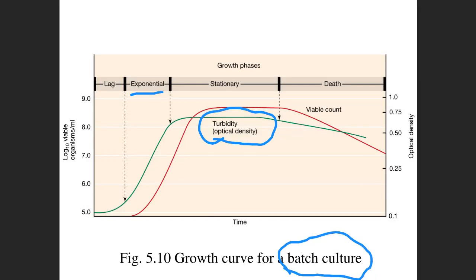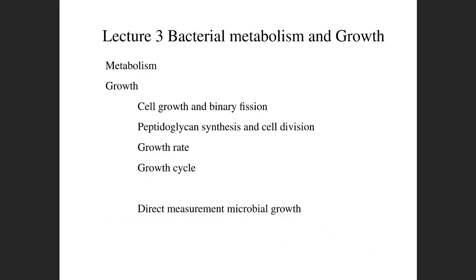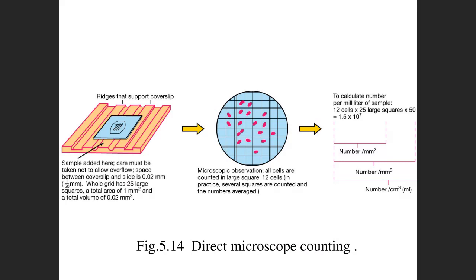Okay, next I would like to discuss how we measure bacterial growth. One way is to simply count the number of bacteria. And so this is a counting cell. It's a special slide. And so what happened here is they specially make the slide look like this.